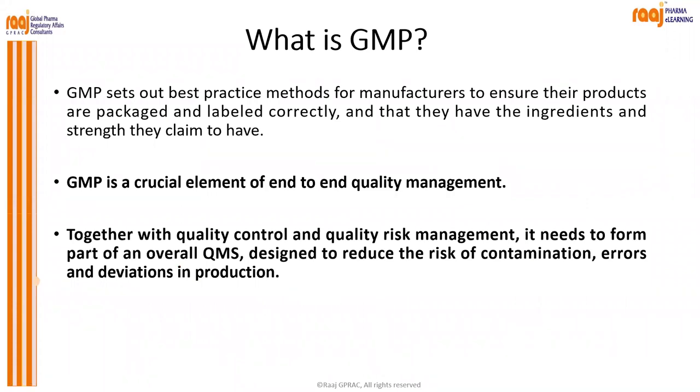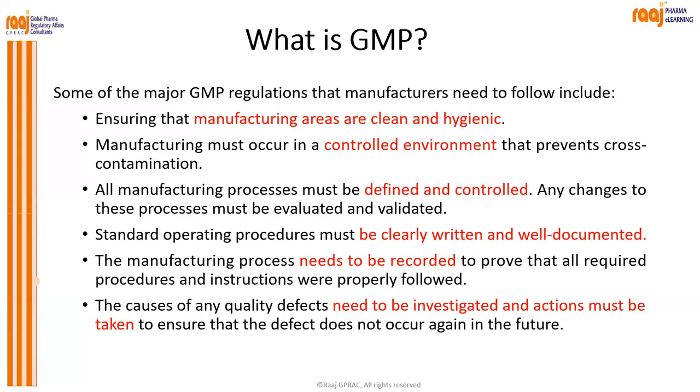GMP sets out best-practice methods for manufacturers to ensure their products are packaged and labeled correctly, and that they have the ingredients and the strain they claim to have. Correct? Whatever you are claiming on the label should match the requirement. So GMP is a crucial element of end-to-end quality management, and together with quality control and quality risk management, it needs to form part of an overall quality management system, which will help you reduce the risk of contamination, errors, and deviation in production.